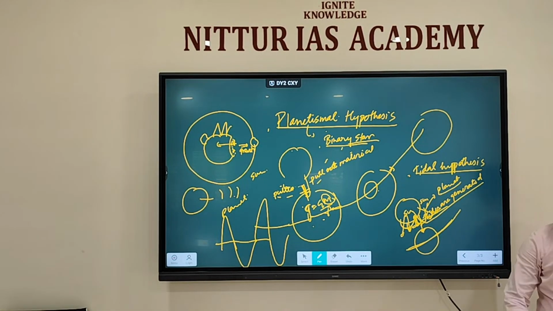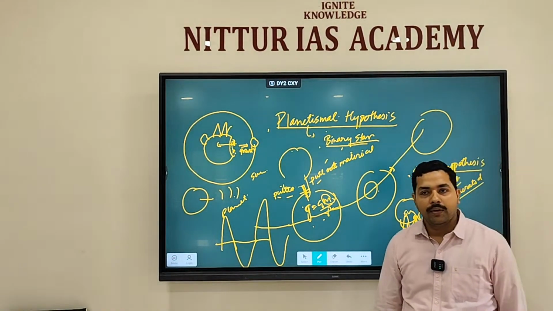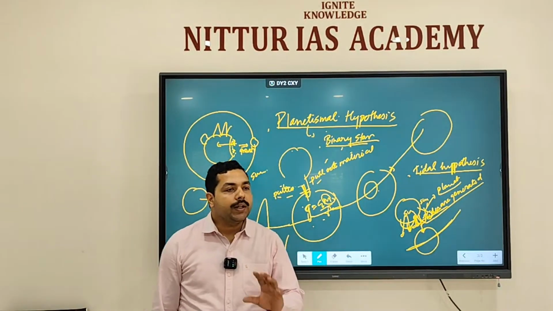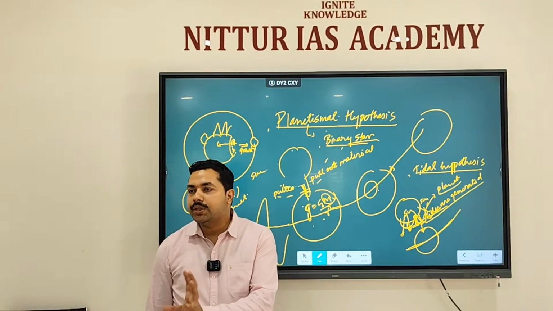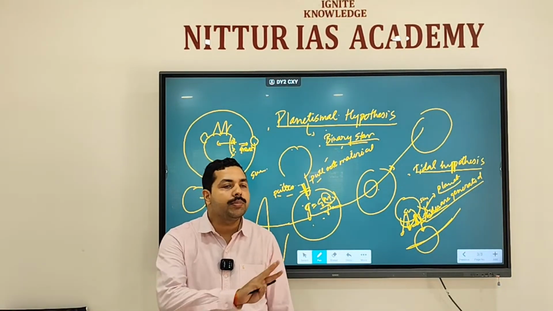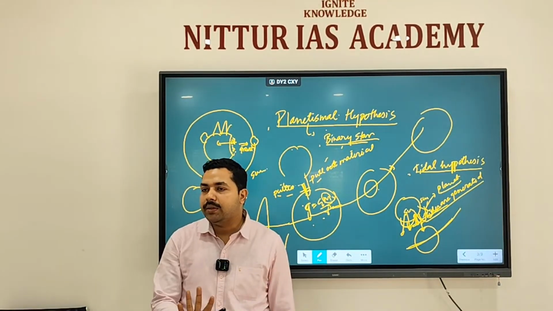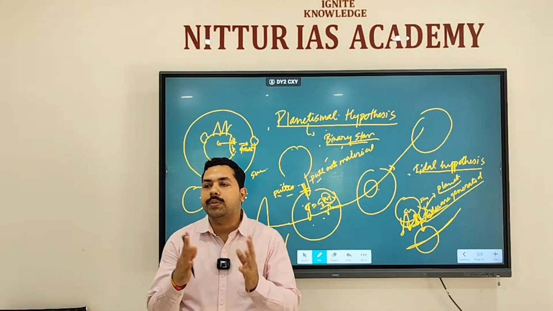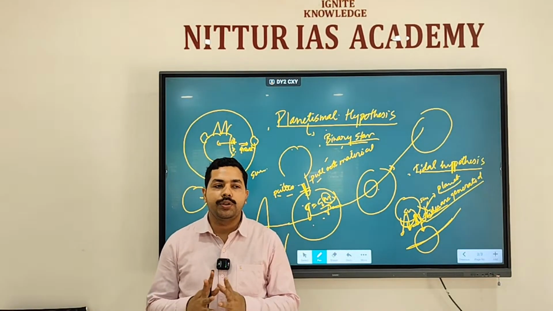Clear? But none of these hypotheses has been proven. As we discussed, currently the accepted theory is the Big Bang theory, because none of these hypotheses have been proven. So it is the Big Bang theory that has correctly explained the formation of the universe. Clear?